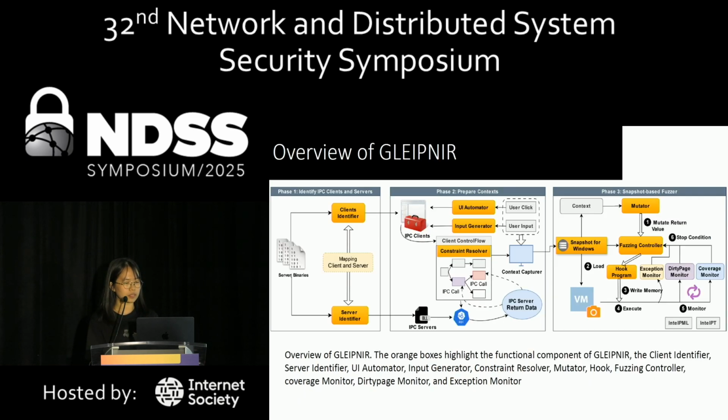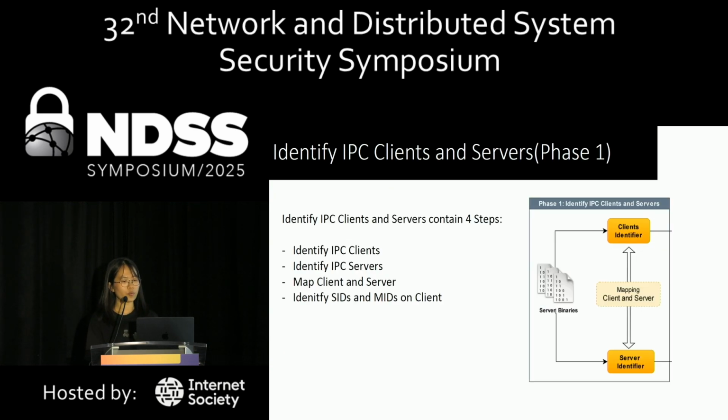To address this, our work introduces GLEIPNIR, which can detect Windows remote IPC client vulnerabilities efficiently. The process includes three phases: identify IPC clients and servers, prepare context, and perform snapshot-based fuzzing. In phase 1, the goal is to identify where the IPC client and the server are located. This also involves establishing a mapping between clients and servers and identifying the server ID and method ID on the client side.